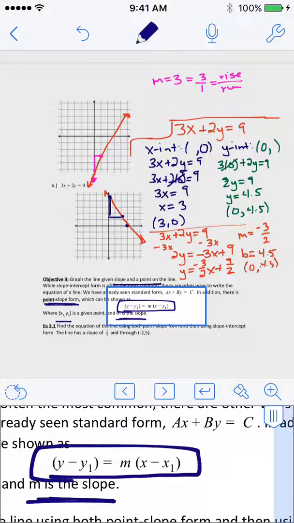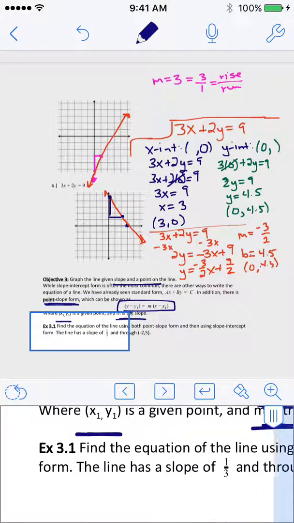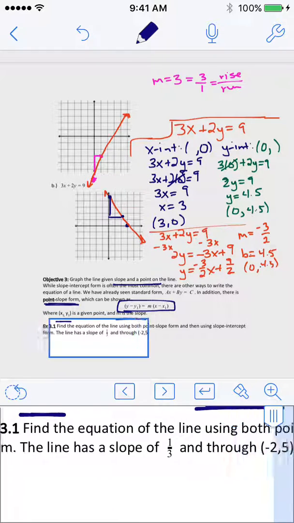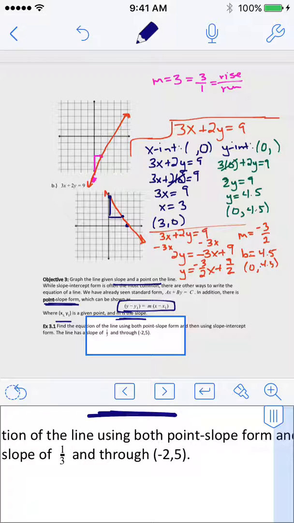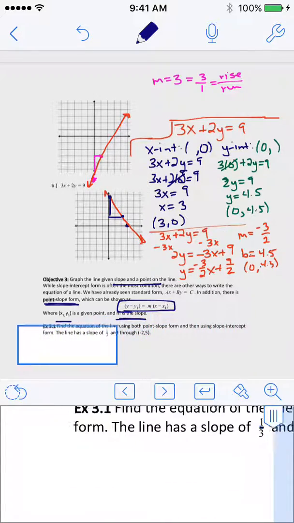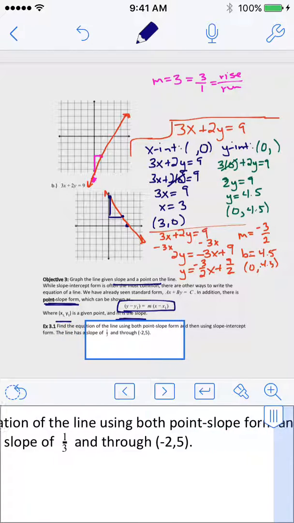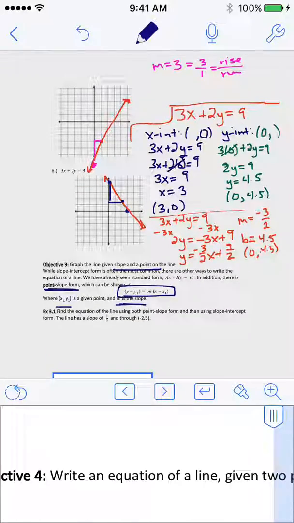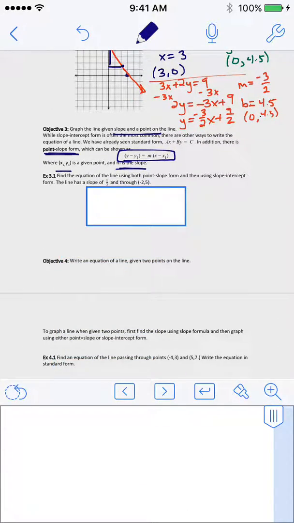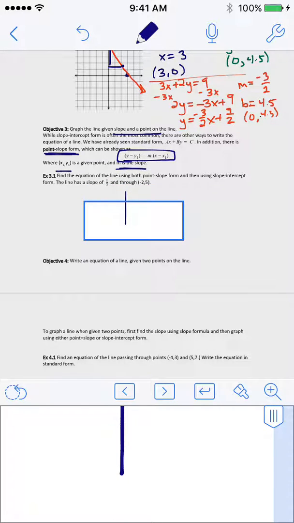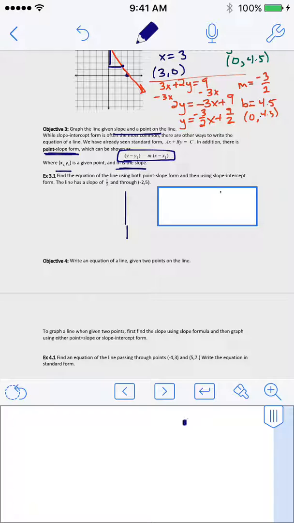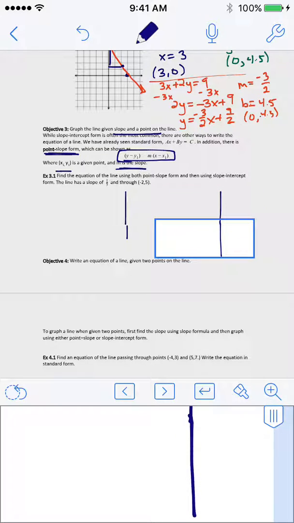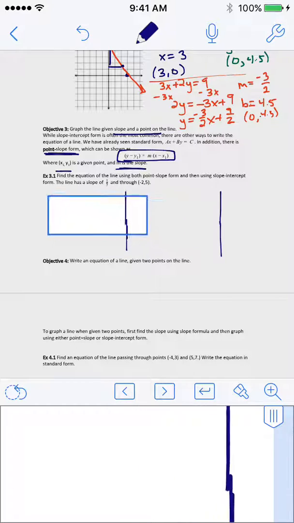Alrighty. So basically you plug it in and you solve. Let's take a look at example 3.1, so we can actually see how this works. Okay, good. Find the equation of the line using both point slope form and using the slope-intercept form. The line has a slope of 1/3 and goes through -2, 5. Now they've asked us to do this 2 ways, so let's go ahead and divide the page. We're actually going to divide the page into thirds because there's one other thing I want to do. So just make sure you give yourself some room over here as well. But not much.